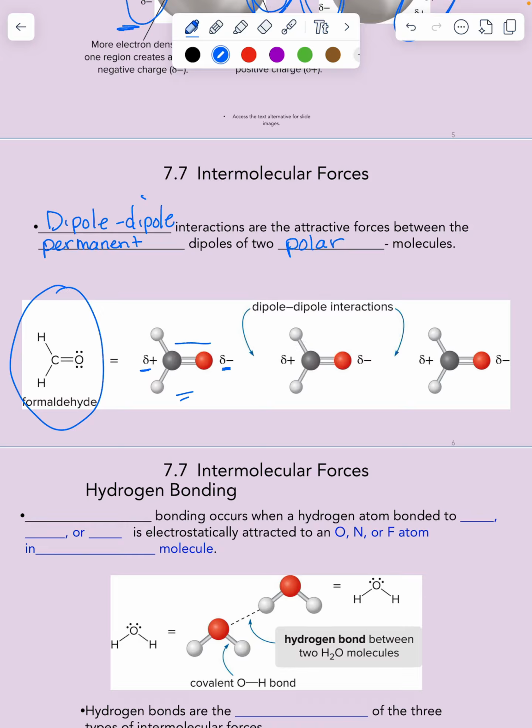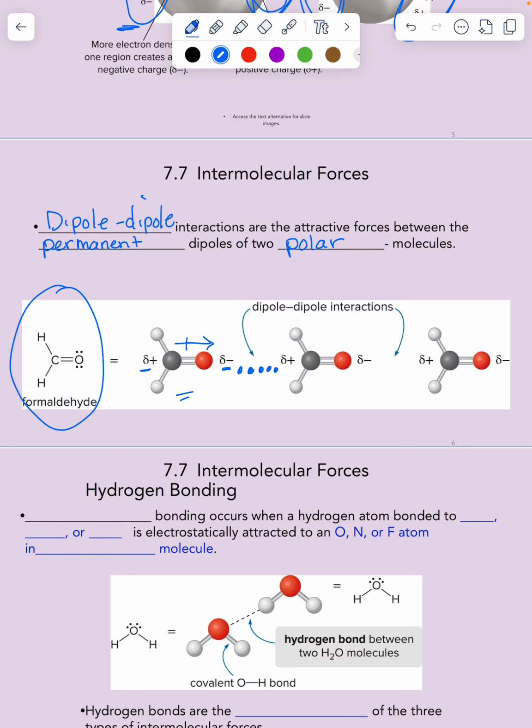polar molecule. And so if we had a molecule of formaldehyde near another molecule of formaldehyde, you can see that their opposite poles would be attracted to each other, and so we would draw an attraction using dotted lines like that. The negative end of one molecule is attracted to the positive end of the other molecule. This is referred to as dipole-dipole interactions.